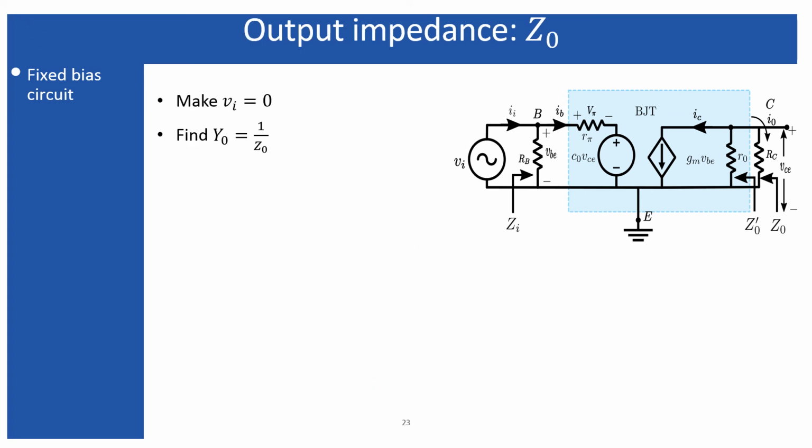Next is the output impedance. In order to find the output impedance, we have to make an assumption: we have to make all the input sources 0. In this case, the only input source is Vi itself, so we have to make it 0. Making Vi 0 means we have to place a short circuit across this terminal.